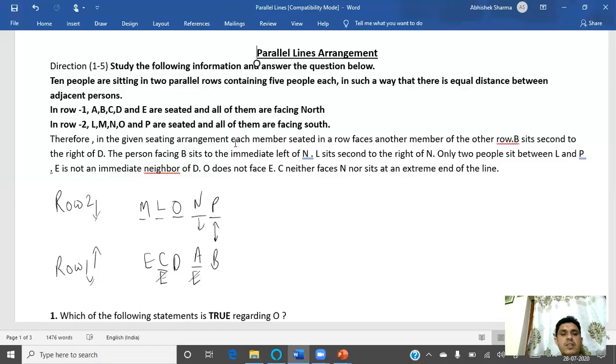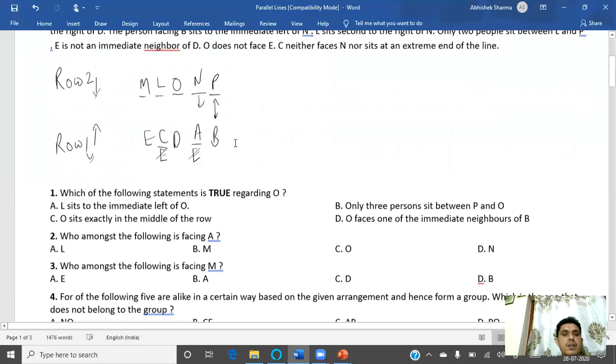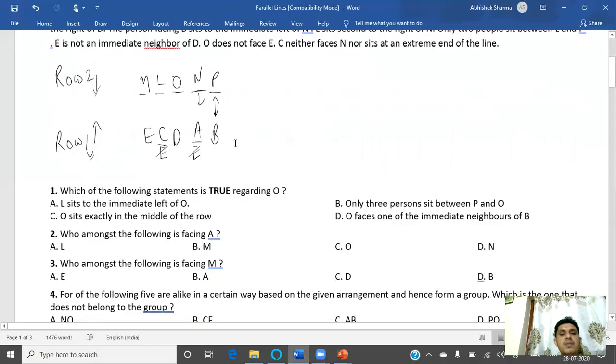Coming to the questions, the question is which of the following statements is true regarding O? So let us search option A. L sits to the immediate left of O. It is wrong. Only three people sit between P and O. It is also wrong. O sits exactly in the middle of the row. This is true, because we are looking here that O sits in the middle of the row.